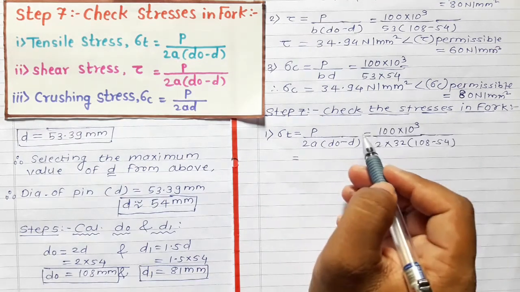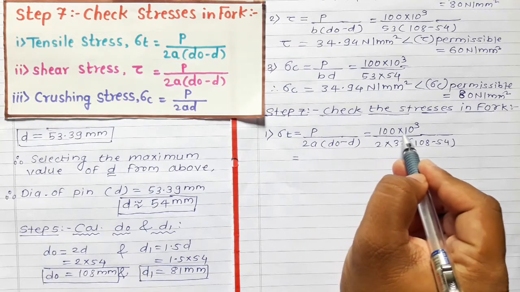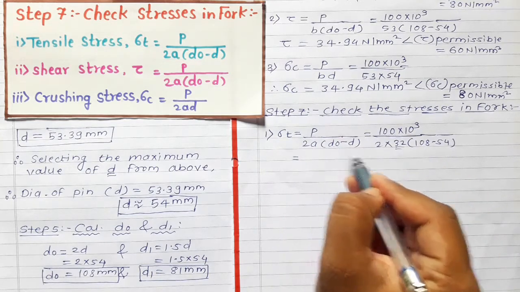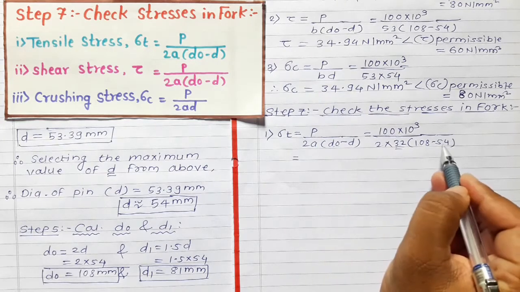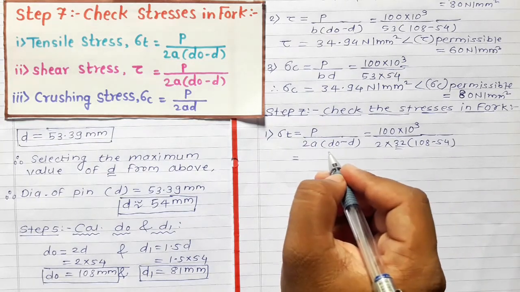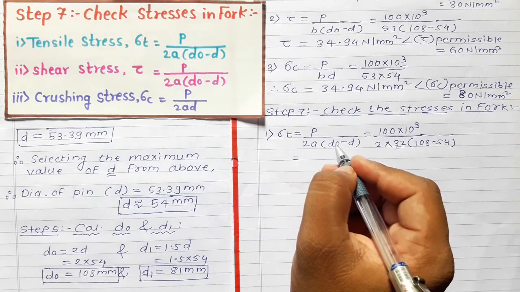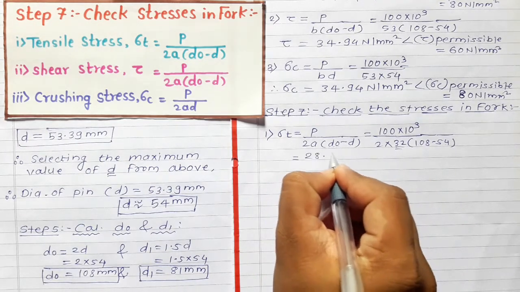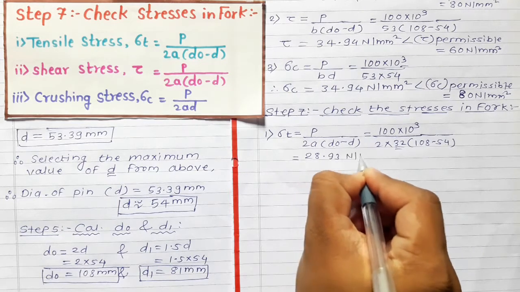Now I have put the value of P as 100 into 10 raised to 3 Newton, then A is 32, then Do is 108 and D is 54. If you calculate this, you will get the answer as 28.93 Newton per mm square.